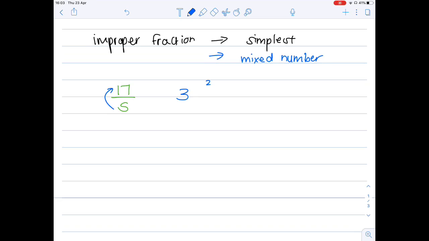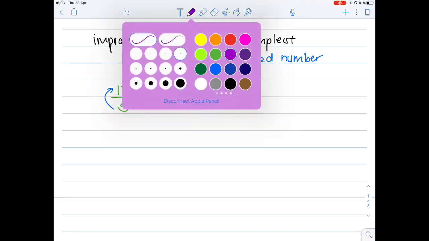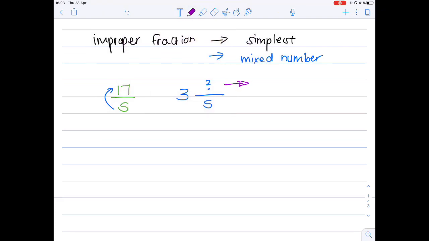So when we work out what is left, we need to remember the following. To work out what is left, I take my existing numerator, which is 17, and then I subtract what I counted with on my fingers. So I counted 5, 10, 15. 17 minus 15 gives me 2. So therefore your answer is 3 and 2 over 5.